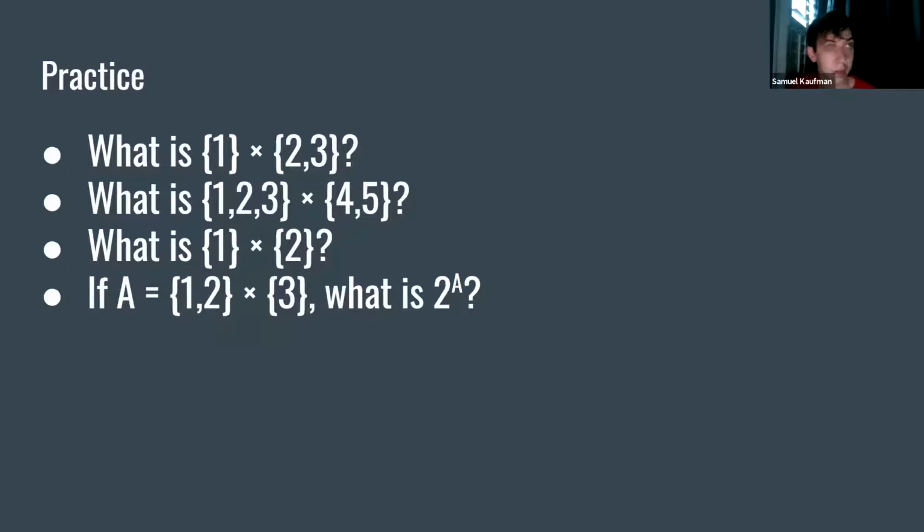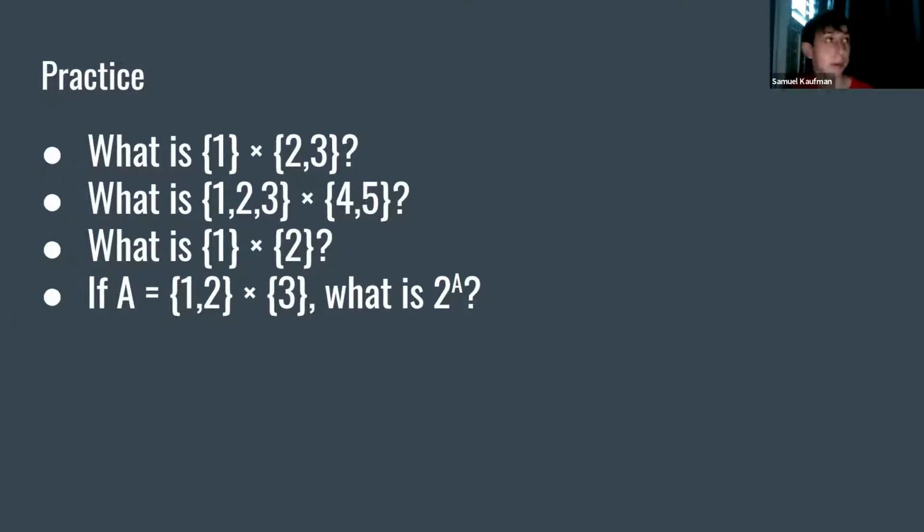How about that third one? This one has a pretty short answer. Cartesian product of the set of 1 and the set of 2. Yep, just has one ordered pair, 1, 2. And how about the last one?